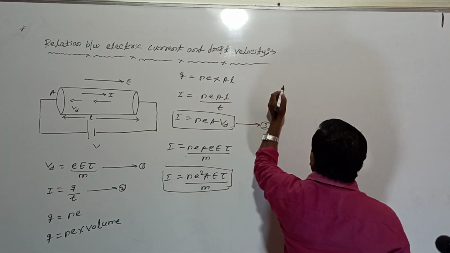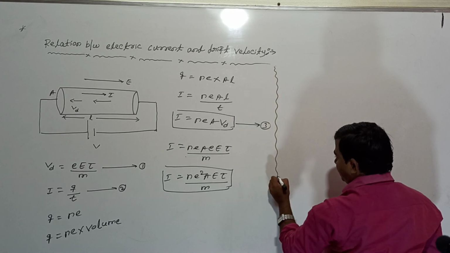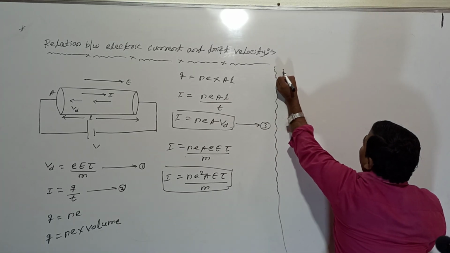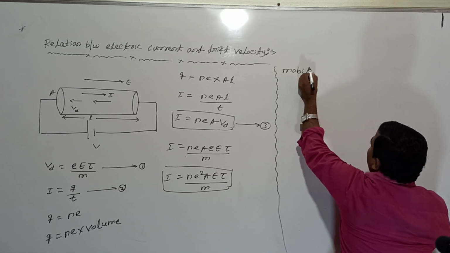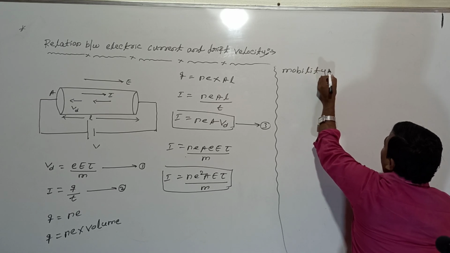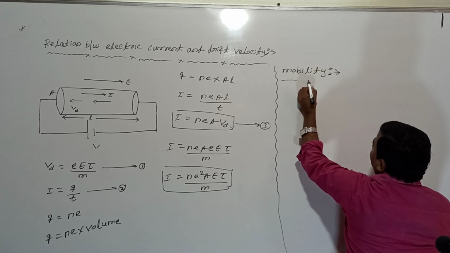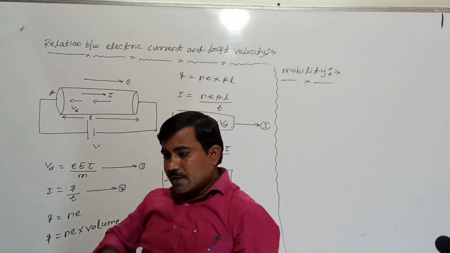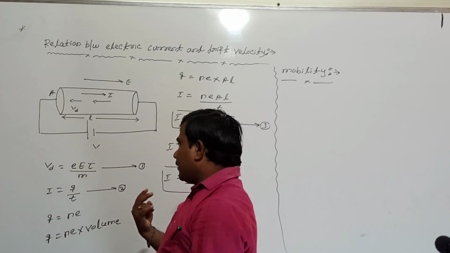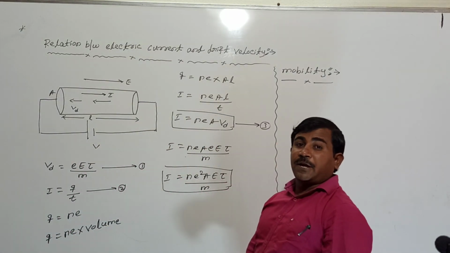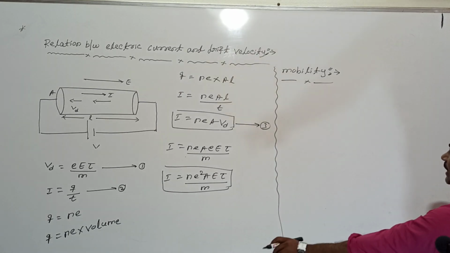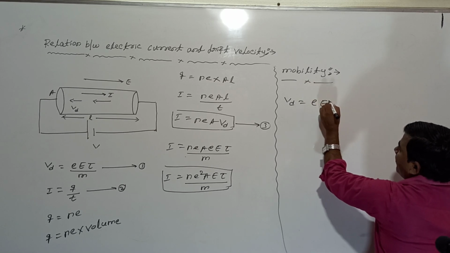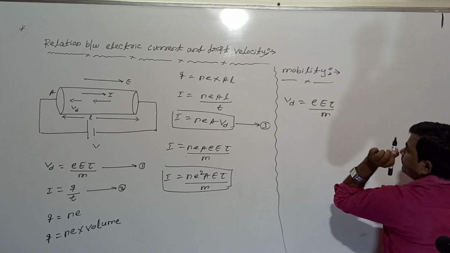After this, we should define one more physical quantity, which we call mobility. See here, we know the expression for drift velocity of the flowing electron in a conductor. What is the drift velocity? The drift velocity of this moving electron in a conductor is small e capital E tau divided by m.